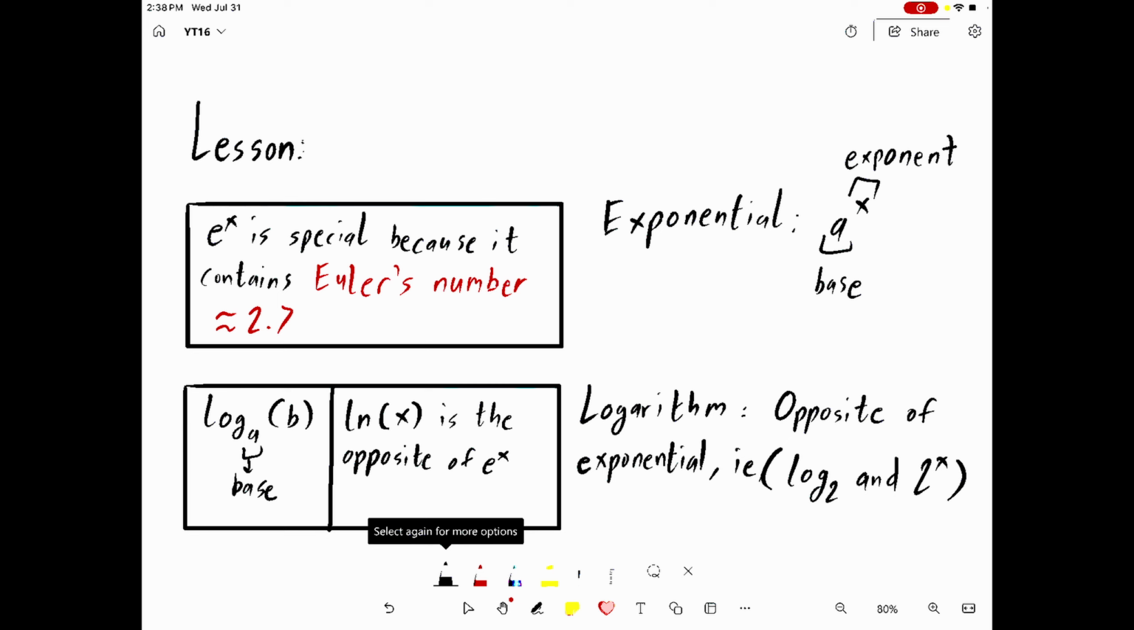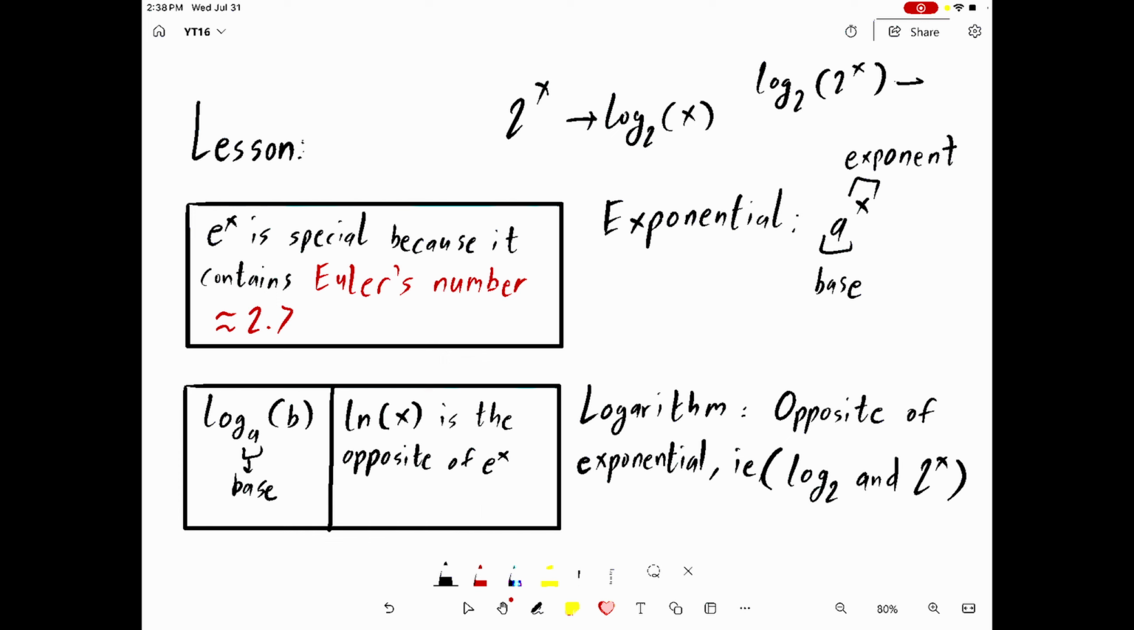But what about the opposite? What about the stuff on the bottom? My friends, that's called the logarithm. That is the opposite of the exponential. So if I had 2 to the x, the opposite of that would be logarithm base 2 of x. So what I mean by this is, let's say I had logarithm base 2 of 2 to the x. This would just equal x. It's also true the other way around. If I have 2 to the power of logarithm base 2 of x, this is also equal to just x.